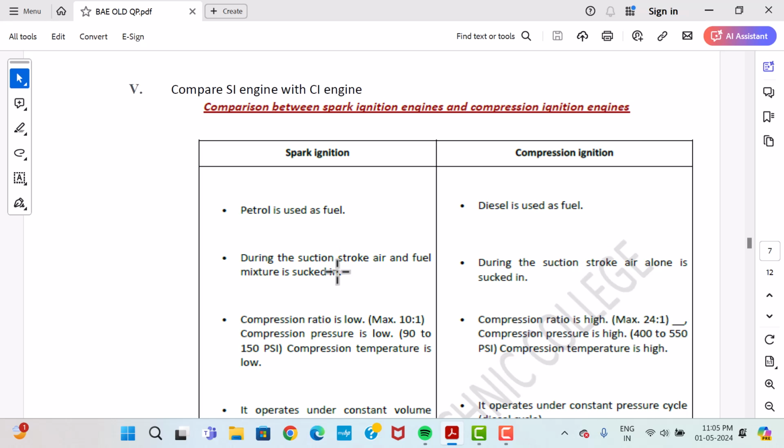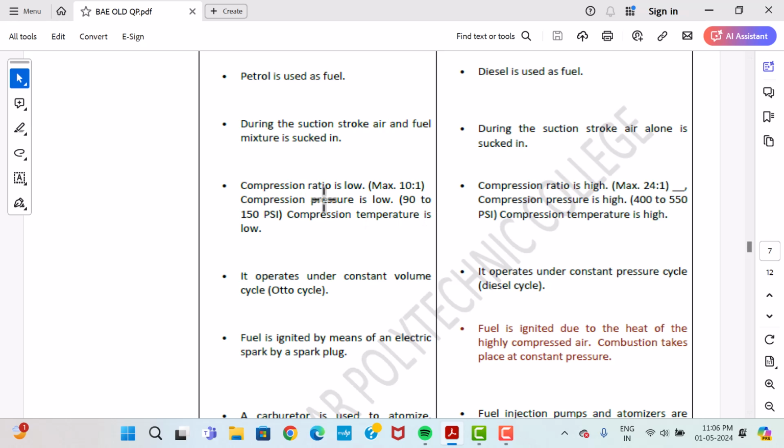In the case of SI engine, during the suction stroke, air and fuel mixture is sucked into the cylinder. But in the case of CI engine, during the suction stroke, air alone is sucked into the cylinder. In the case of SI engine, compression ratio is very low, but in the case of CI engine, compression ratio is very high. Petrol engine compression ratio is less, nearly 10 to 1. Diesel engine compression ratio is high, nearly 24 to 1. Therefore, the combustion temperature is low in the case of SI engine, and high in the case of CI engine.